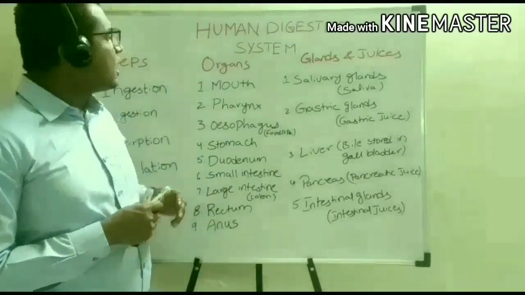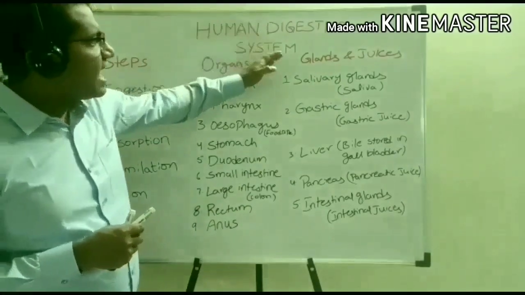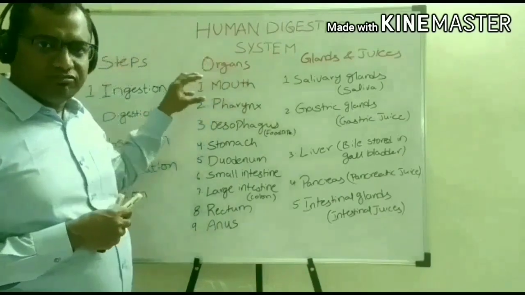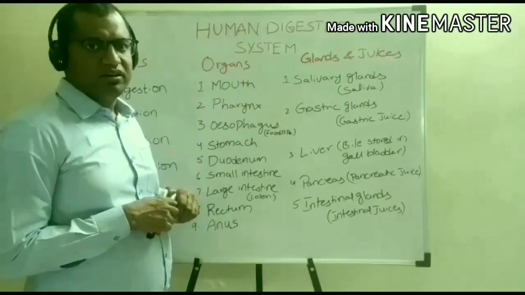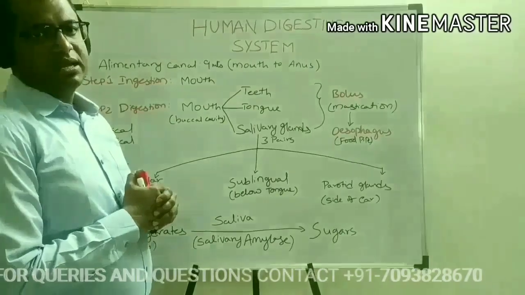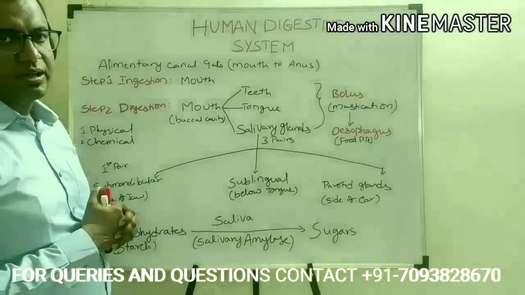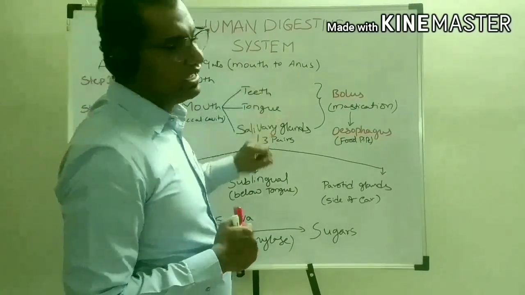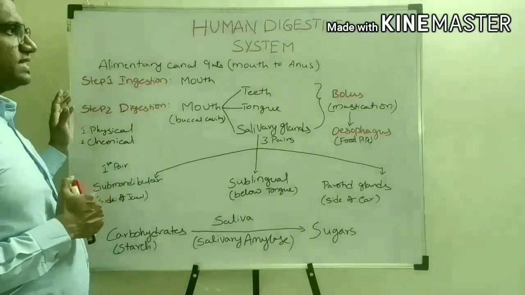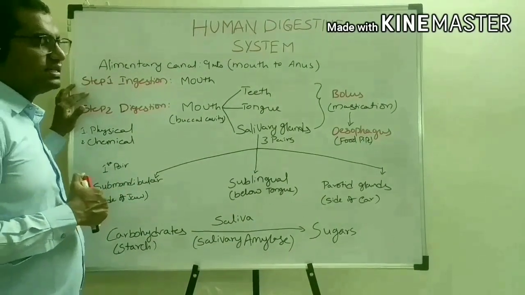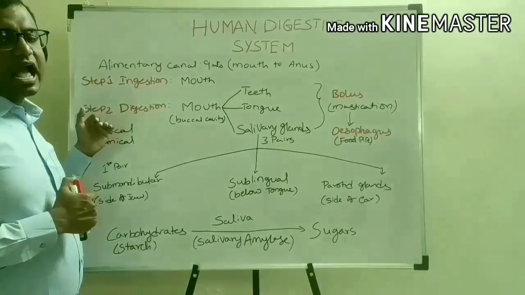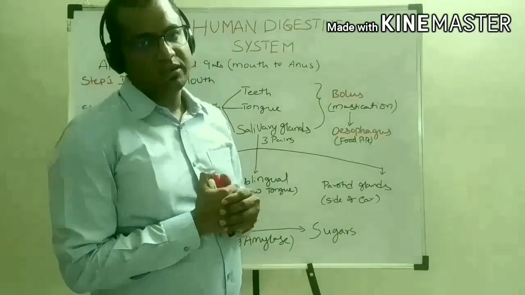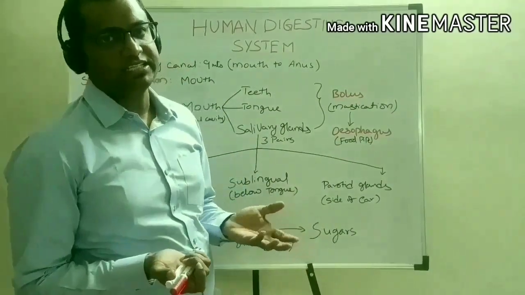Now, let us see how all these organs, glands and juices are involved in the digestion of the food that we take into our body. The alimentary canal is part of the digestive system, which is about 9 meters in length, and it begins with the mouth and ends with the anus. Let us get into the first step, that is ingestion. Ingestion happens through the mouth. We take every food through the mouth into our body. That is simply known as ingestion.